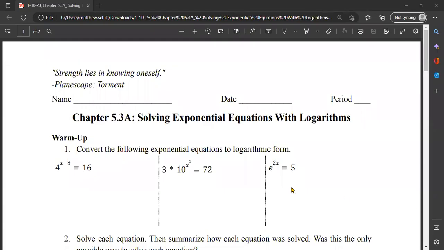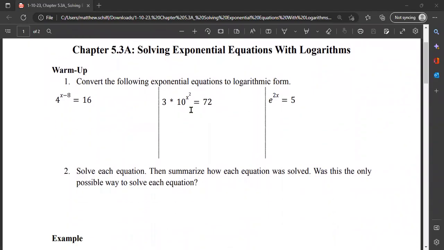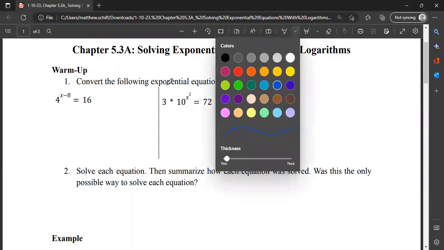All right, in this video, we learn how to solve exponential equations with logarithms. So for our warm-up, a quick review on converting from exponential form to logarithmic form. So let's go through these.